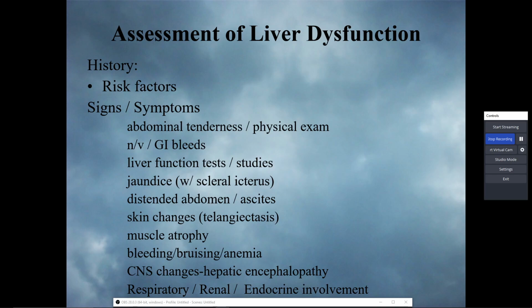We have jaundice. Scleral icterus is just the sclera of the eye becoming yellow. Distended abdomen, ascites. How many of you have seen somebody with that ultra distended abdomen? When they come in, they're doing these abdominal taps, essentially a paracentesis. That doesn't sound right. Anyway, I'm going to go with that. And they drain all this fluid out of the abdominal cavity. Okay. And we had a patient one time not too long ago, we tapped, and he was coming in bi-weekly, if I remember right, for paracentesis.